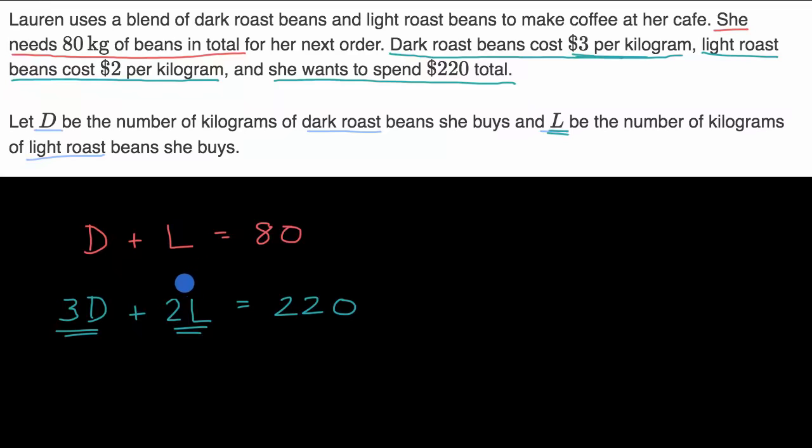But the whole point of this video is to understand how to construct these based on the constraints, based on the information that we see in this. So typically, when you're trying to set these up, there's often a sentence or two that will focus on one equation. So this first one is saying, let's add those up for the total number of kilograms. And then there's another sentence or two that will focus on some other equation. In this case, it's the price. So the price of the dark plus the price of the light is going to be equal to the total amount she wants to spend.